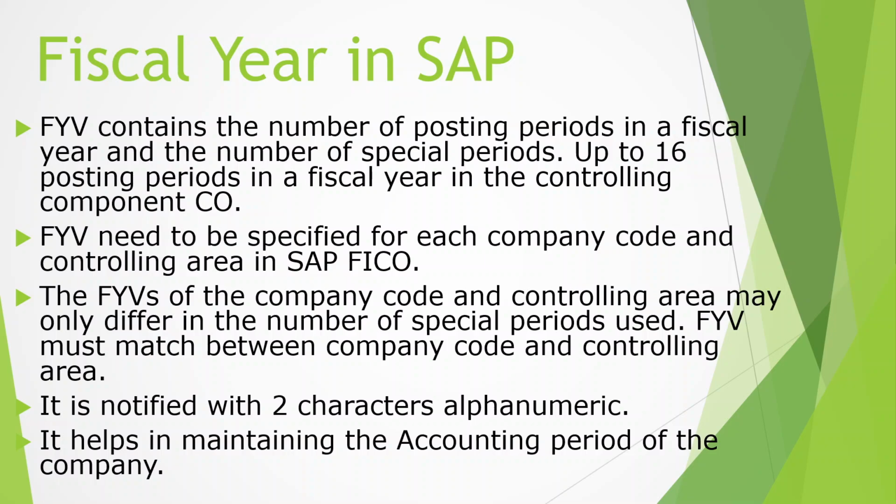Now, the fiscal year variant is denoted by two characters. It can be alpha, numeric, or alphanumeric, but in the standard system what I have seen, mostly it is alphanumeric. For example, K4, P3 and others. Anyway, we will see it in the demo. This fiscal year variant, or fiscal year, actually helps in maintaining the accounting period of the company, and it also goes into the reporting. If you don't have a period, then how will you open and close the posting period? It is one of the month end activities, and it is also part of the year end activity. We always open a period and then we close the period. Why do we do that? It all goes via the fiscal year only. Okay, let's move further.